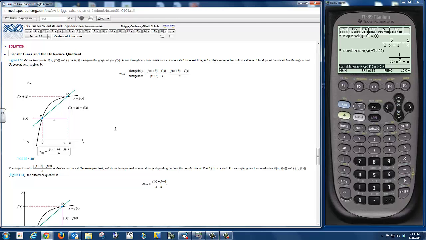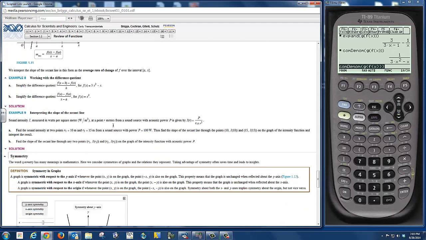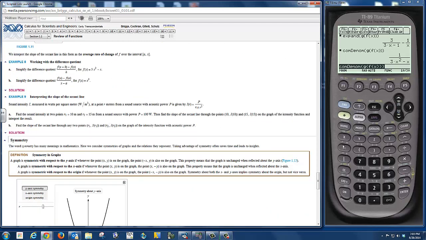So the secant line is the straight line connecting 2 points on a graph. You can see the formula for it there. So let's try this out. Let's look at the examples down here. Before we do that, let's clean our screen, F8.